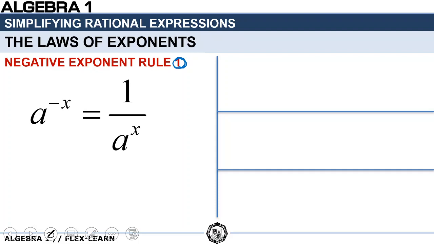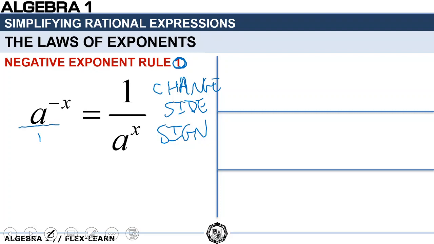I always think of it as change the side, change the sign. Think change. What are we going to change here? You're going to be changing the side, and you're going to be changing the sign. When I say change the side, I'm talking about changing the side of the fraction. So right now, if you think of this as a to the negative x over 1, I'm going to move it down to the bottom, and then I'm going to change it to a positive x.